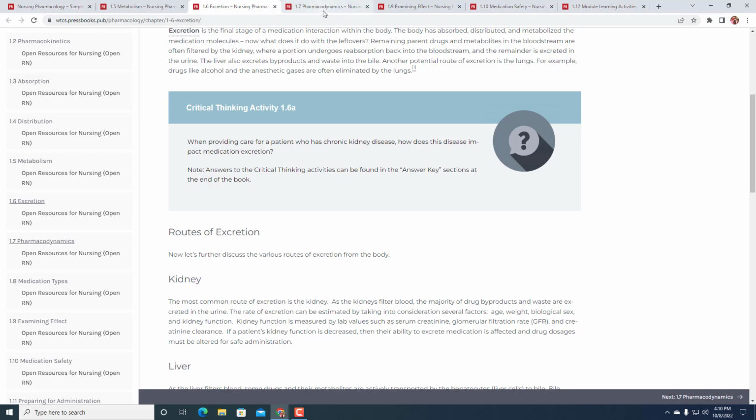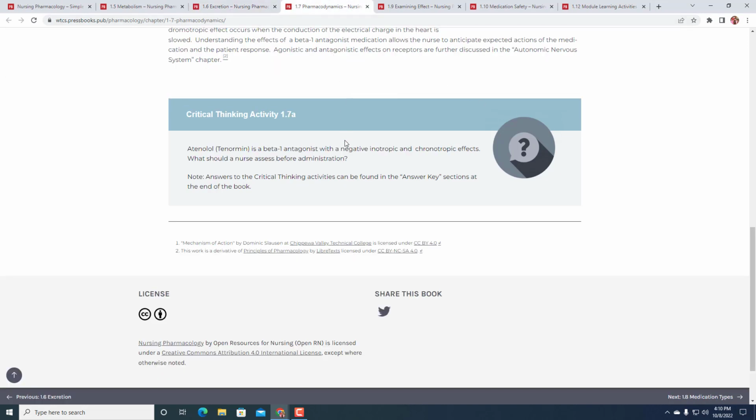Pharmacodynamics. So we have pharmacokinetics and pharmacodynamics. Pharmacokinetics is really the absorption, distribution, metabolism, and excretion. With pharmacodynamics, we're going to talk a little bit about how a medication and its effects are going to create a need for an assessment or a different type of assessment. So the question is, atenolol, Tenormin, is a beta-1 antagonist, right? With a negative inotropic and chronotropic effect. What should a nurse assess before administration?